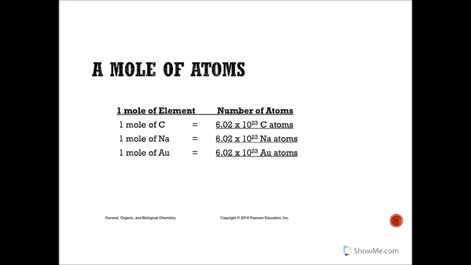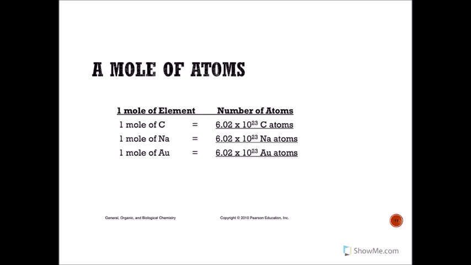We often talk about the mole in terms of moles of atoms, and we use that word atom when we're talking about an element. Now, 1 mole of carbon, carbon's by itself, it's not a compound, it's not with any other element. 1 mole of carbon by itself is 6.02 times 10 to the 23 carbon atoms. 1 mole of sodium is 6.02 times 10 to the 23 sodium atoms, and 1 mole of gold is 6.02 times 10 to the 23 gold atoms.